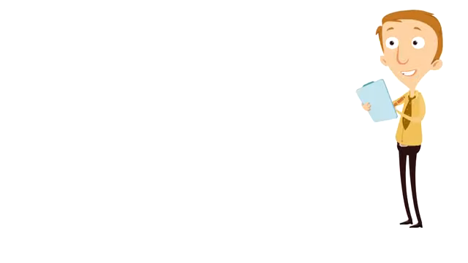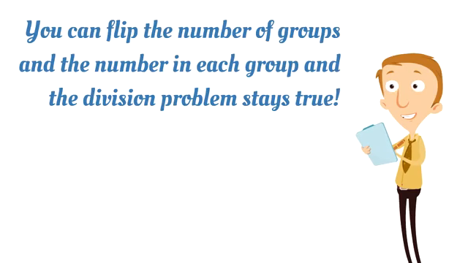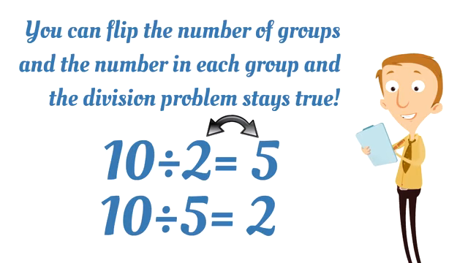Alright, the final fact is this. Okay, this is so awesome. You can flip the number of groups and the number in each group, and the division problem stays true. For example, 10 divided by 2 equals 5. And you can flip the 2 and the 5, and it stays true. That means 10 divided by 5 equals 2. Isn't that interesting? You can flip the number of groups and the number in each group, and it still stays true.